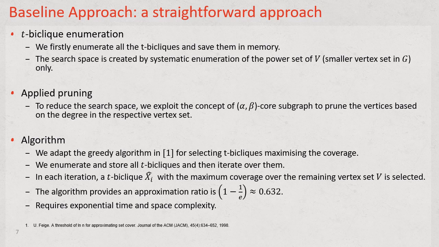It is adapted from the k-cover problem, where we firstly enumerate all the possible t-Bicliques and store them in the memory. Then we select k t-Bicliques among them iteratively. In each iteration, a t-Biclique with the maximum coverage over the remaining vertex set V is selected. The resulting algorithm requires exponential time and space complexity. We also apply some pruning techniques using alpha-beta core subgraph to prune some unpromising vertices based on their degrees.